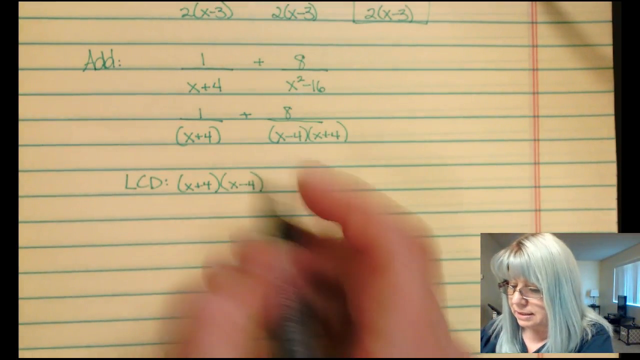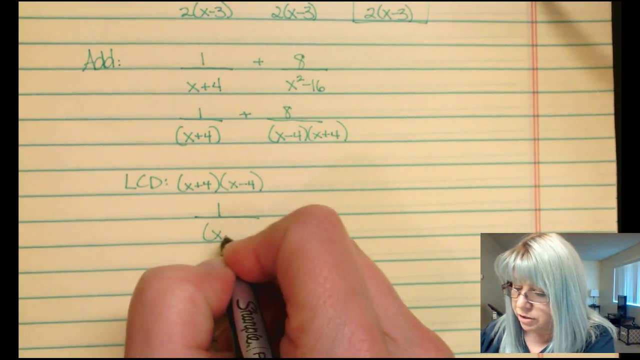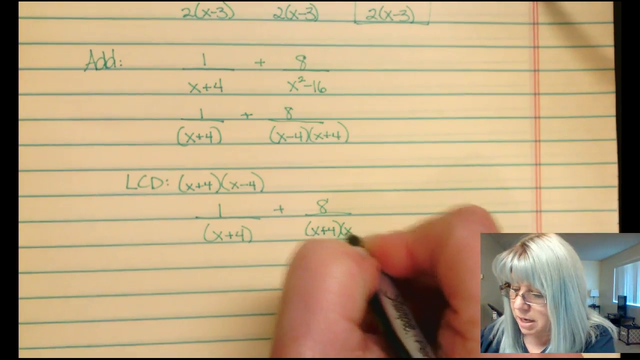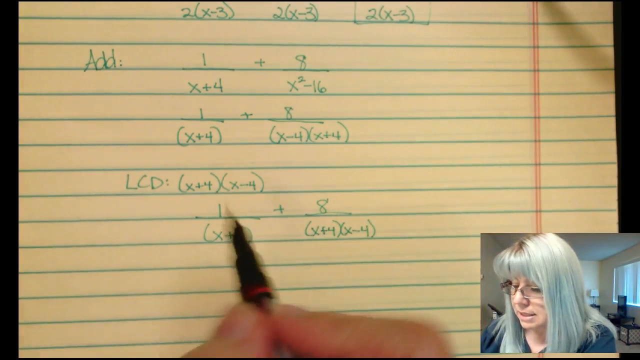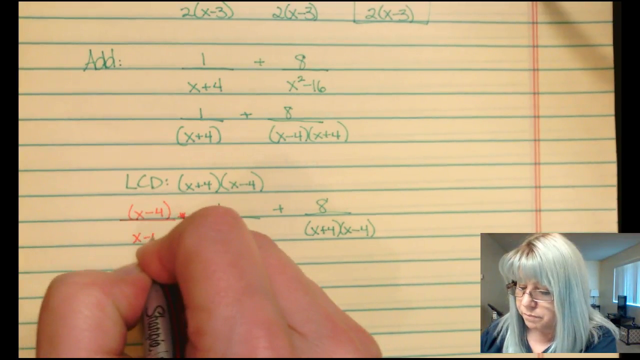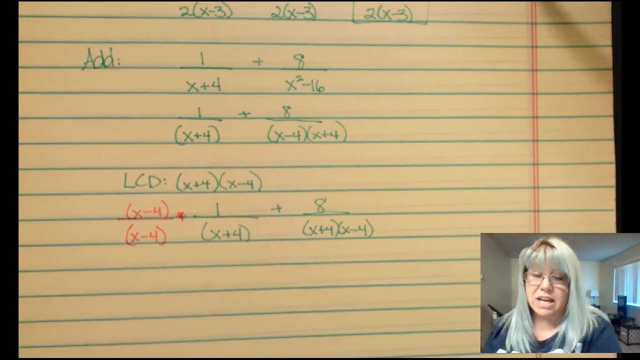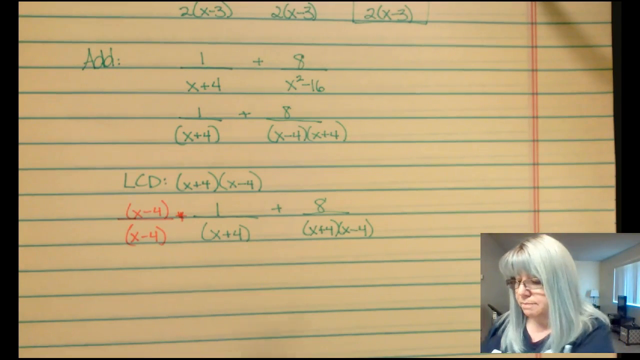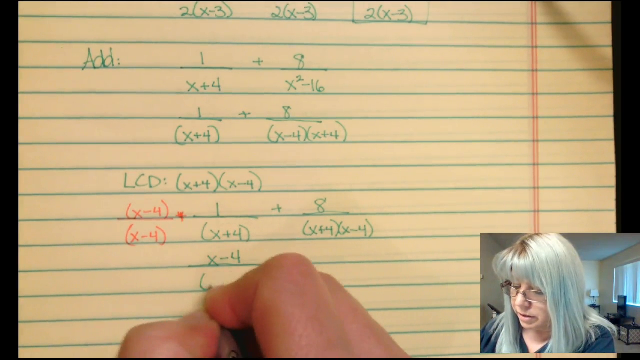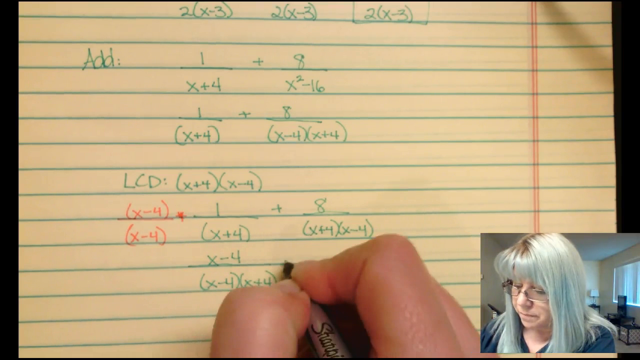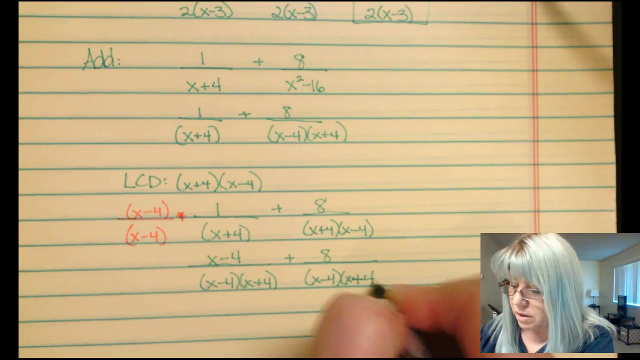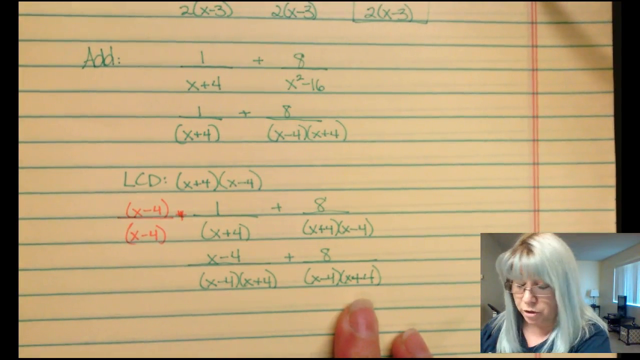Now that we know our LCD, we're going to rewrite each of the denominators with the LCD of x plus 4, x minus 4. In the first term, I'm missing the x minus 4, so I need to multiply both top and bottom by x minus 4, because even though it looks strange, x minus 4 over x minus 4 is still 1. All right, x minus 4 times 1 is x minus 4 all over x minus 4, x plus 4, plus 8 over x minus 4, x plus 4. Remember, it doesn't matter what order these two are in, it's multiplication, so order does not matter.